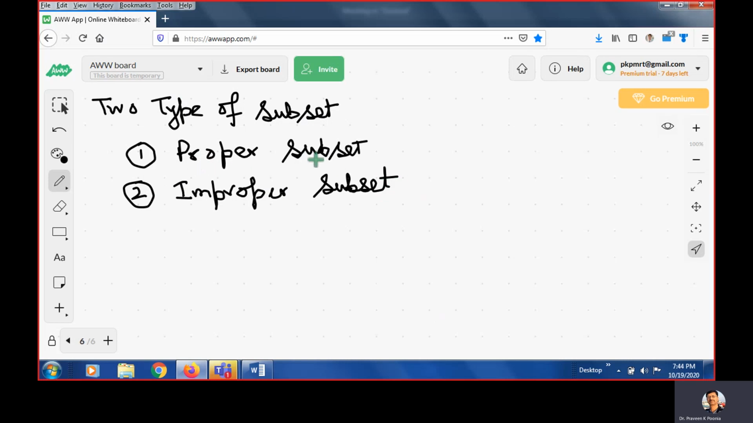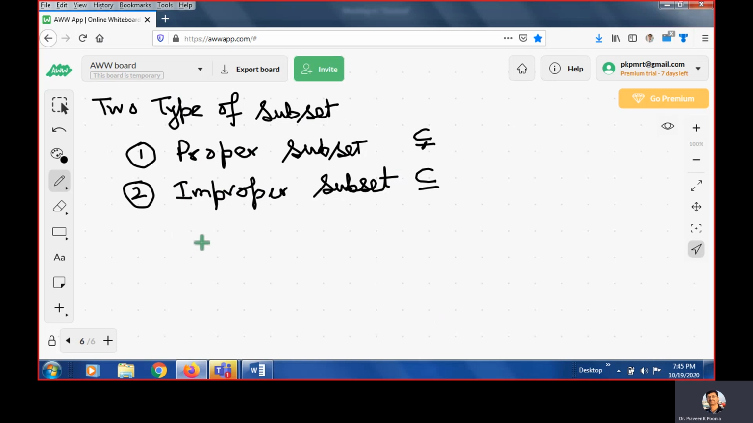This is proper, one is proper subset, one is improper subset. Now we'll write with the example. If it is an improper subset, we are writing like this. Clear? This is improper. And for proper subset, we'll write the same but make a little cut here. Clear? Because in improper it is equal. In proper it is unequal.